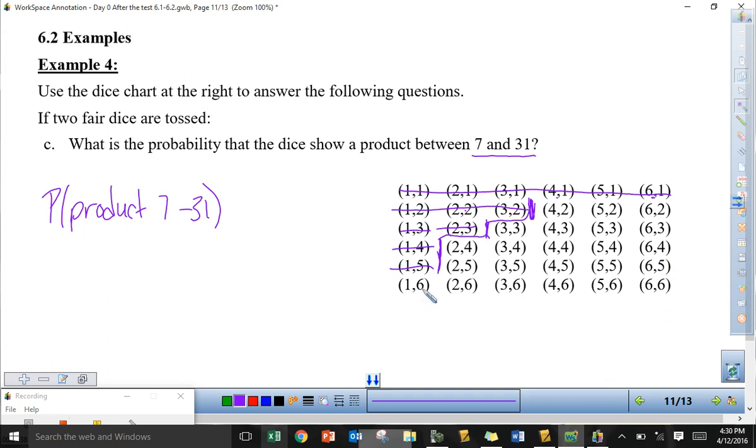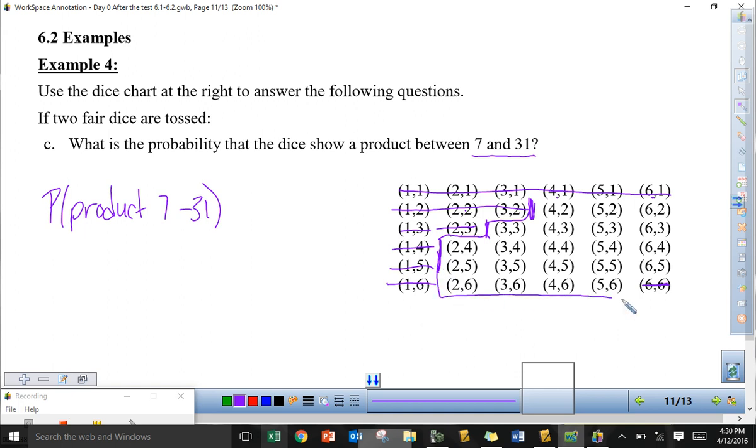1 times 6 for us is 6. That does not work for between 7 and 31, but everything to the right here does up until this last one. 6 times 6 busts that 31, so we don't want to include that as well.